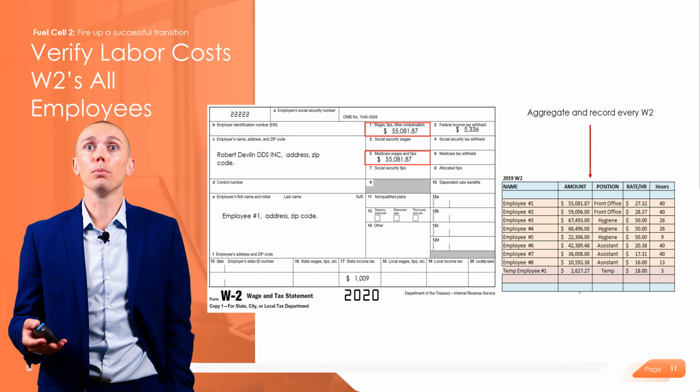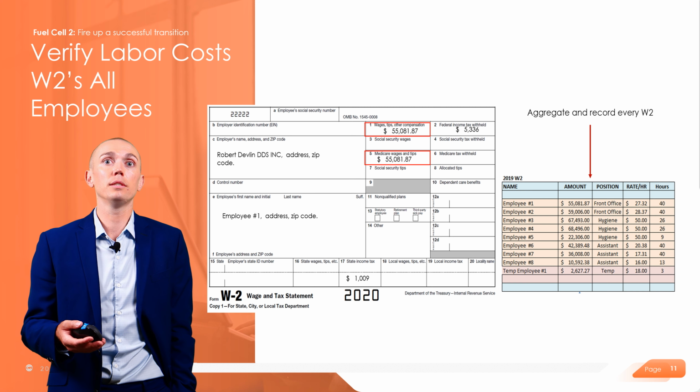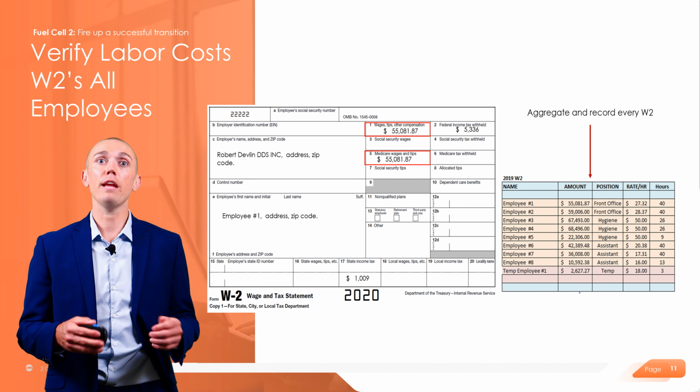And Box 1 can be lower than Box 3 and 5. And because Box 1 can be lower, we typically focus on Box 5, which is a better representation of the true cash outflow of the practice owner to pay for the staff.